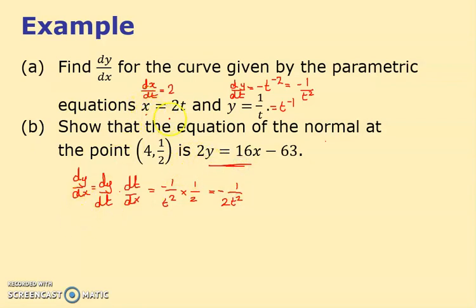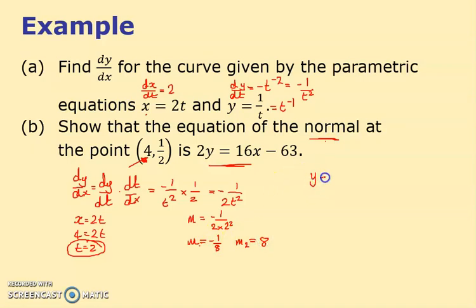Now, look, I need to get t. So x equals 2t, and they're told about this point here, and it says that the x value is 4. So if x equals 2t, 4 equals 2t, that tells me t equals 2. So I need to substitute in. So the m, when t is 2, is minus 1 over 2 times 2 squared, which I reckon is minus an eighth. Now that's m for the tangent, but they want the normal, so the gradient, turn upside down and change the sign: 8.